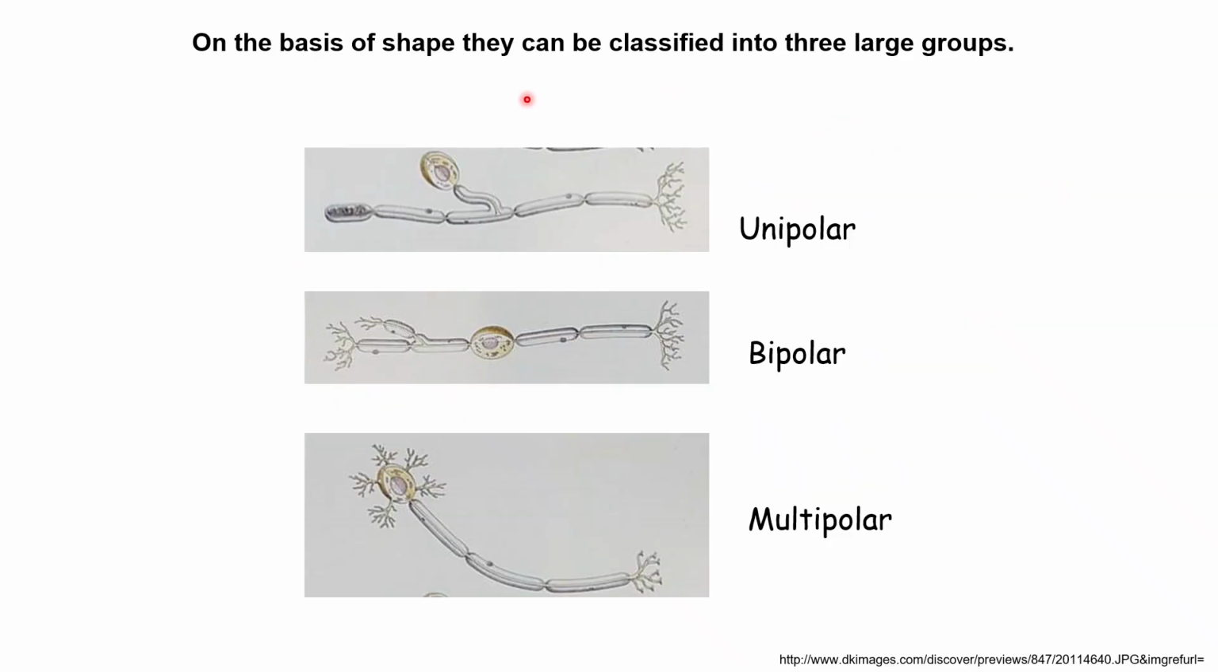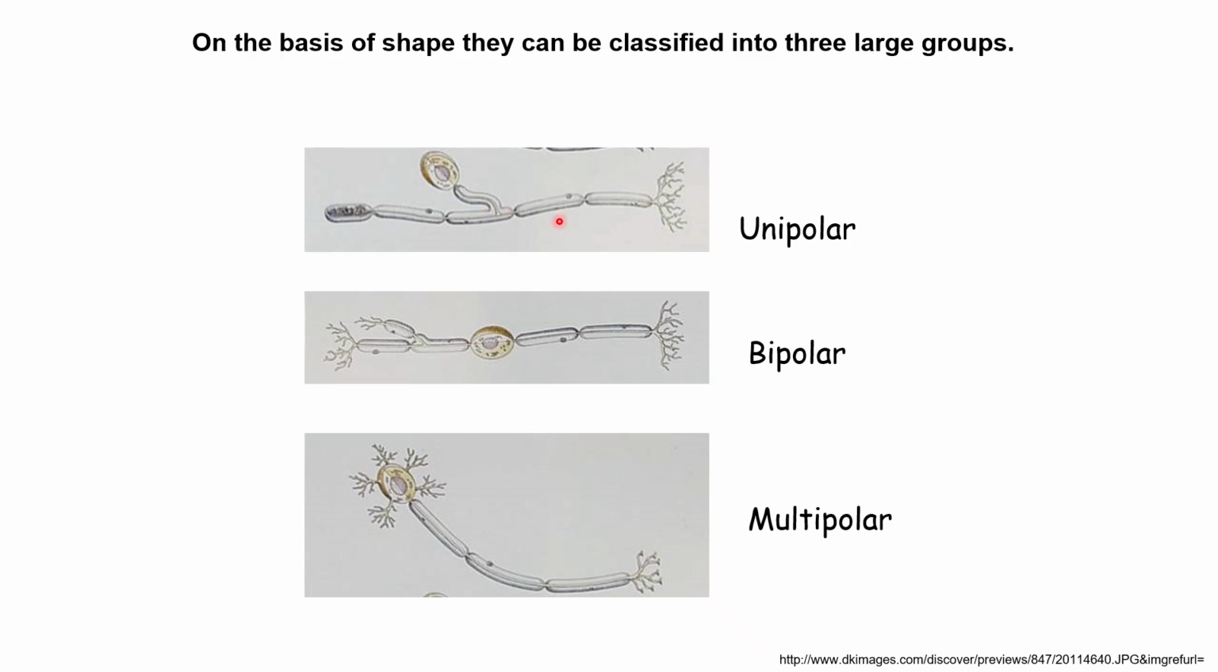Based on the shape of the neurons, we can divide them into three broad classes called unipolar, bipolar, and multipolar. Whether a neuron is unipolar or bipolar or multipolar depends on the number of branches that are coming out of the cell body. In the case of a unipolar neuron, there is a single branch that is connecting to the cell body here. So this is the cell body and this is a single branch that is connected. And this branch later divides into the dendritic side and axonal side.